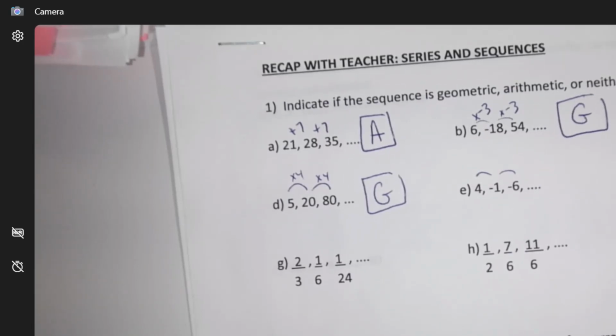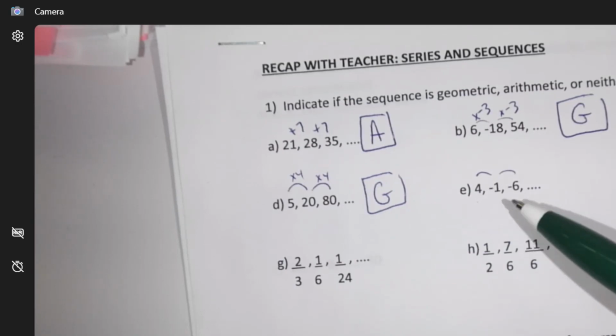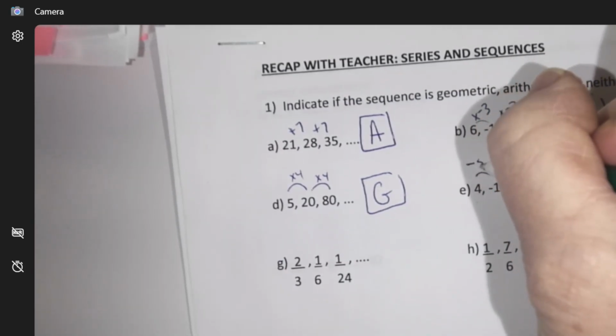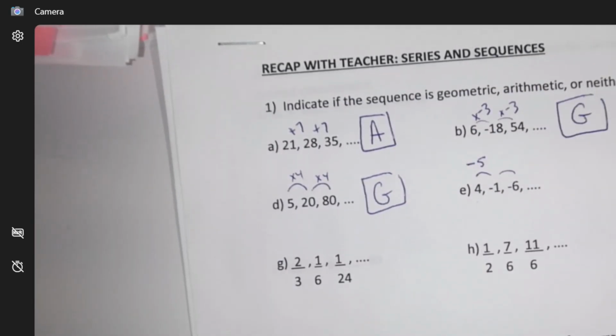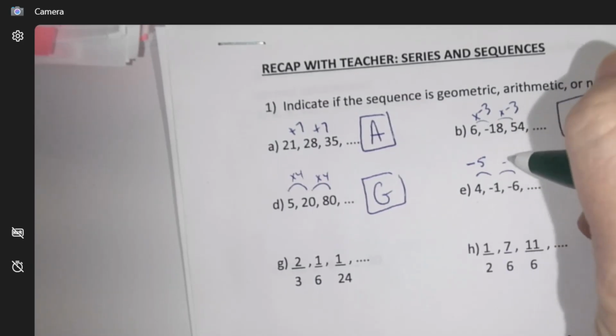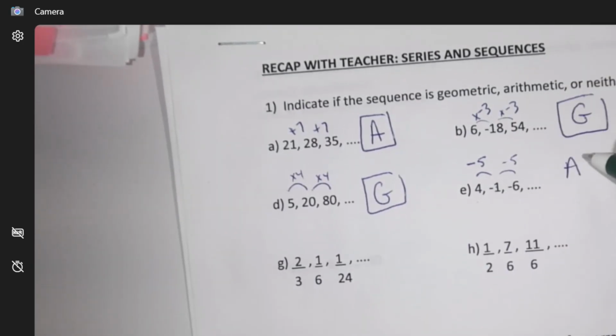Okay, so I can test out my adding strategy. So from 4 to -1, I would have to add a down 5. I'd go down 5. And from here to here, I would also go down 5. So that's an arithmetic.